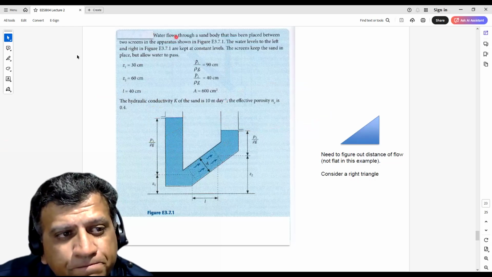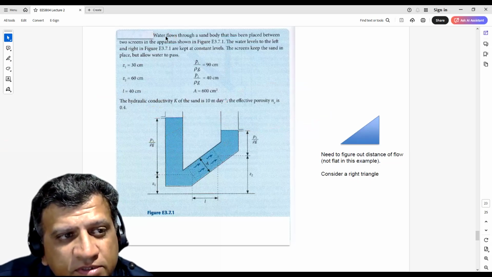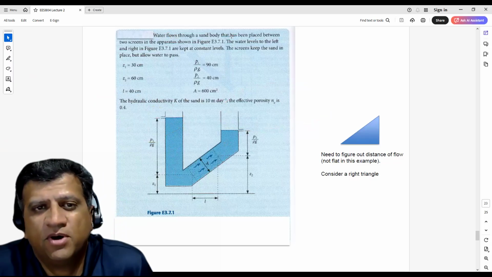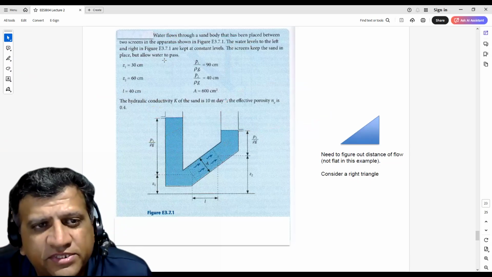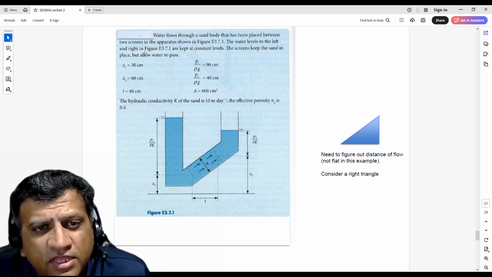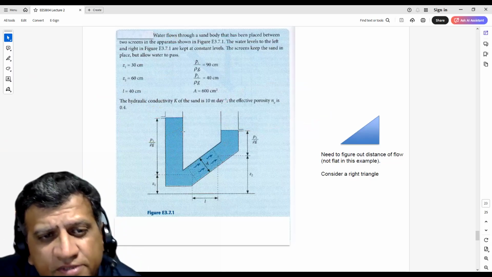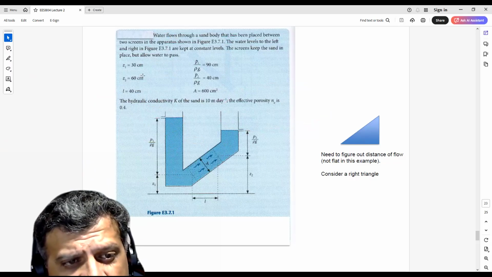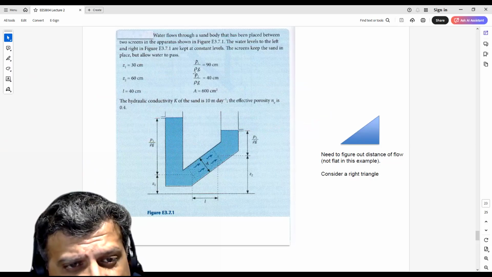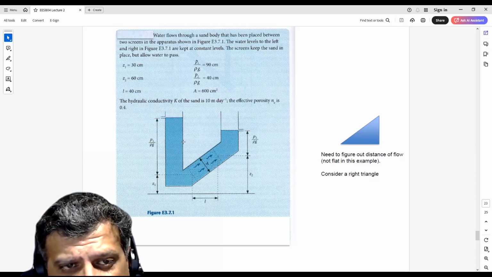Okay, so let's see. We've got this question over here. Water flows through a sandy body that has been placed between two screens of the apparatus, shown below. The water levels to the left. Okay, interesting. It just shows the different calculations that they've done. Nothing to worry about right now.